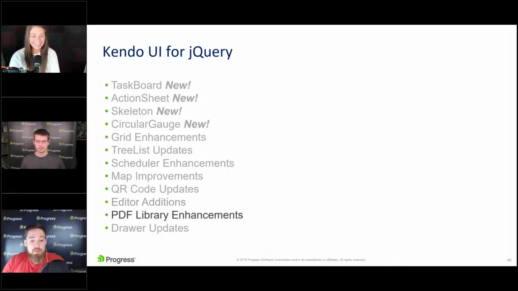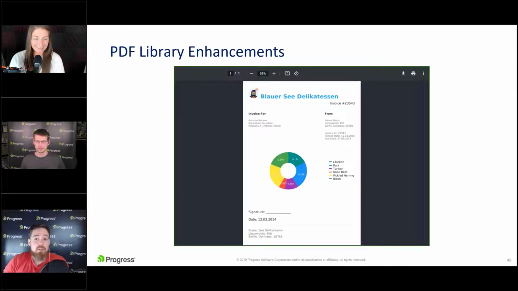The PDF library received some very similar enhancements to what we chatted about in both Angular and React, where now it supports custom SVG logos or any SVG elements. So this particular invoice that I created is actually using an SVG element for our charts, which is the donut chart, which has already been supported for some time.